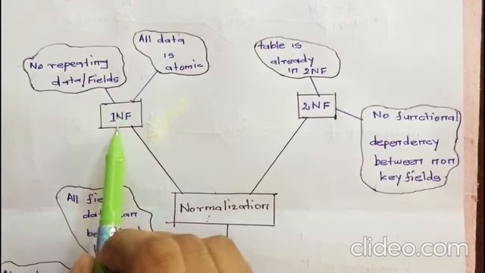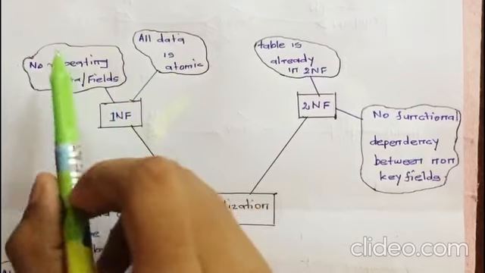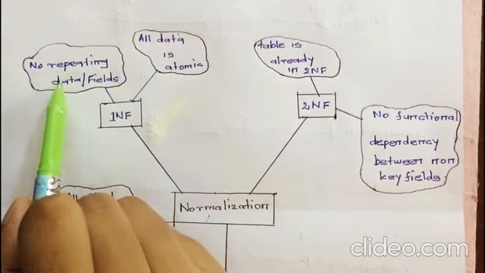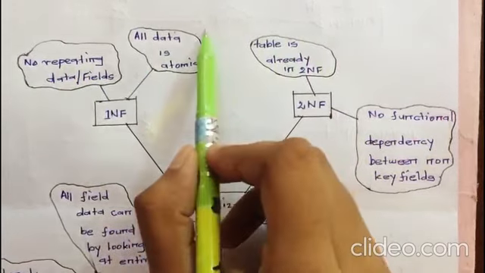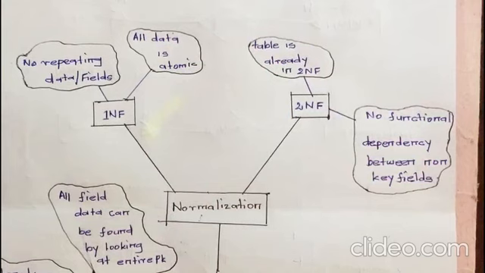First, we will look at the first normalization form. Here, it's all about no repeating data or fields. All the data should be atomic, which means every single cell of the table should contain only a single value. Let's look at it using an example.